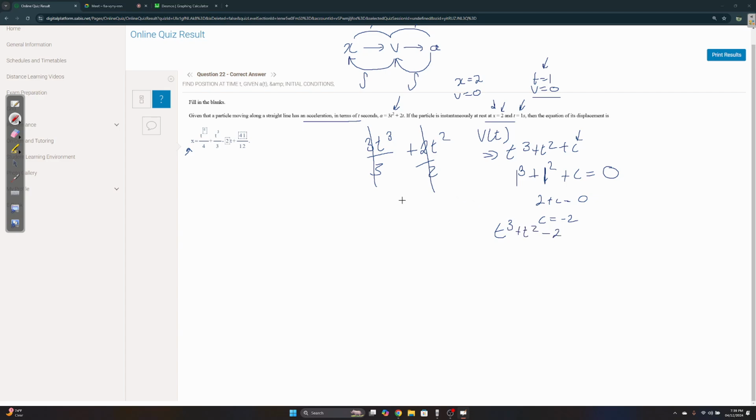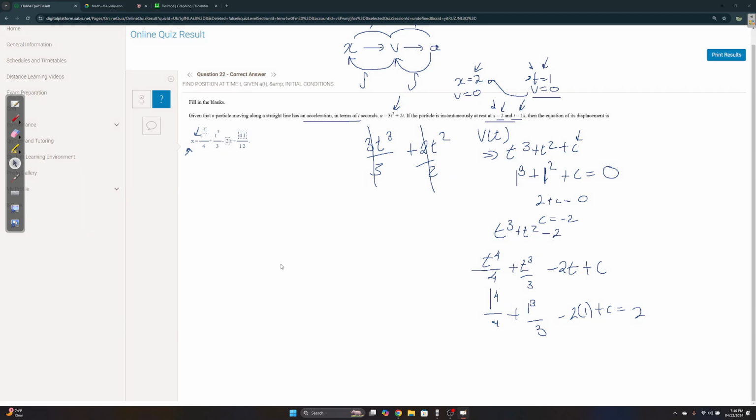Okay. Integrate again. Remember, we're looking for x. Integrate this again. It's going to be t to the power 4 over 4 plus t cubed over 3 minus 2t. Again, you have plus c. We know that at x equals 2 and at t equals 1, x equals 2. Okay, so if you substitute now 1 to the power 4 over 4 plus 1 to the power 3 over 3 minus 2 times 1 plus c, we're going to get 2.